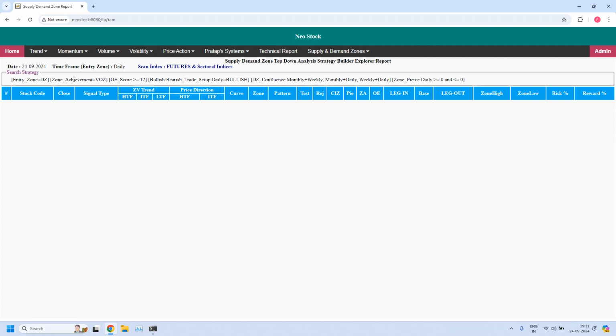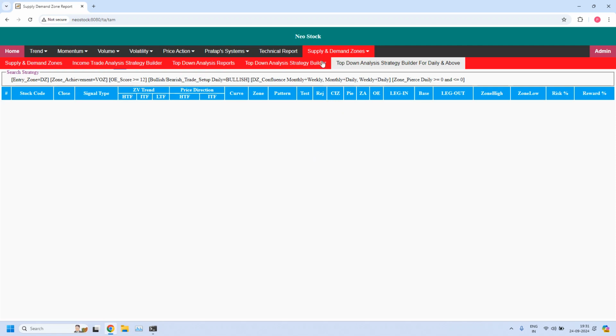Let us check whether our filter is correct or not. Entry time frame is daily, entry zone is demand zone, zone achievement violated, OE score greater than 12, bullish trade setup, daily time frame, bullish, demand zone confluence: monthly, weekly, daily, we selected. So all the filters are perfect. That means no stocks are having a monthly demand zone confluence. Okay, fine.